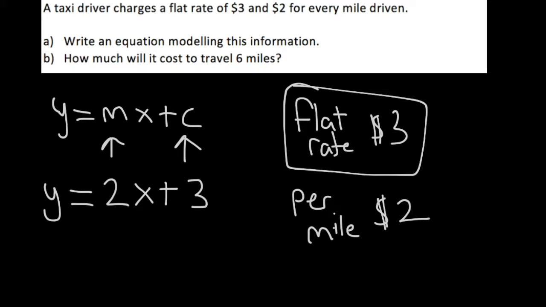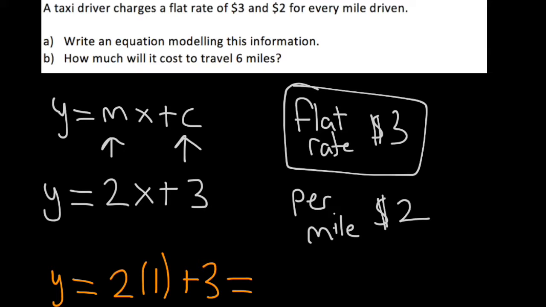So let's say, for instance, the taxi driver drove around for 1 mile. Here's what we're going to get. y equals 2. And then for that value of x, we're going to substitute 1 because we've driven 1 mile. And then we're going to add our 3, which is our flat rate, which is what you pay. And that's going to give us 2 plus 3 equals 5. So overall, the total cost will be $5.